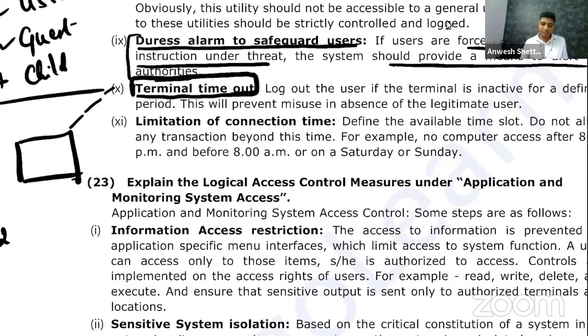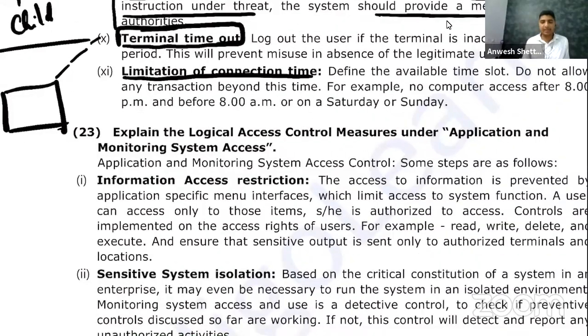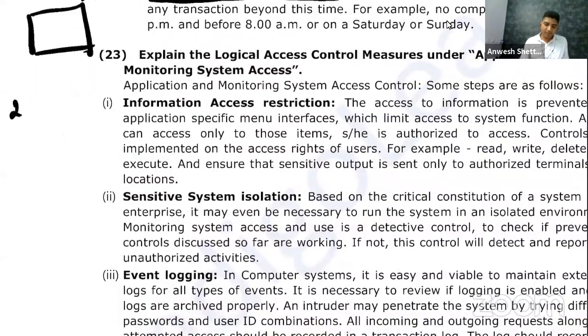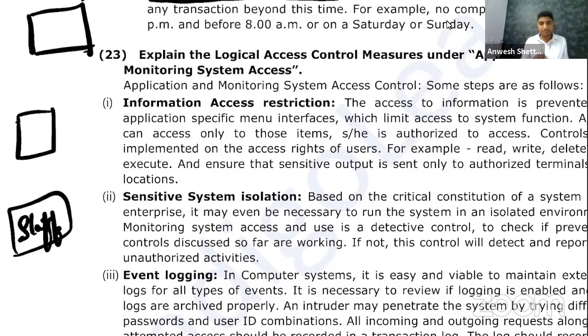Now the next one is limitation of connection time. Let us say banks. We know that banks are open only on working days and not on the weekends. Let us say there is a computer in the bank, and a staff member wants to do some fraud. He cannot do any fraud from Monday to Saturday because other employees will be there. So let us say he has the key.